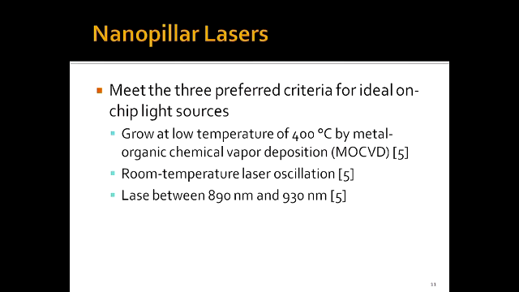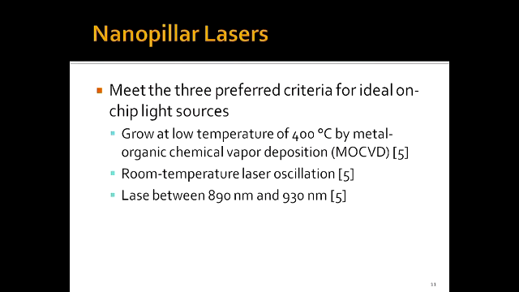At a low temperature of 400 degrees Celsius by the metal organic chemical vapor deposition method, and so that makes them easily integratable with the silicon electronics without compromising the transistor technology that may already exist there on the CMOS device.